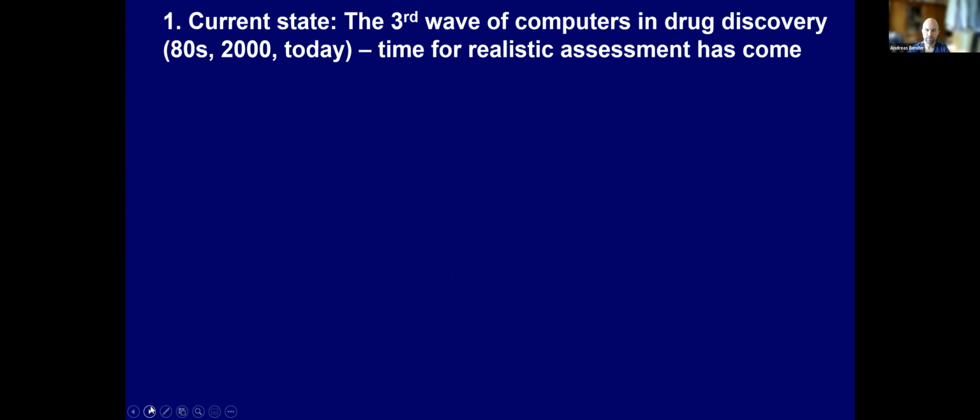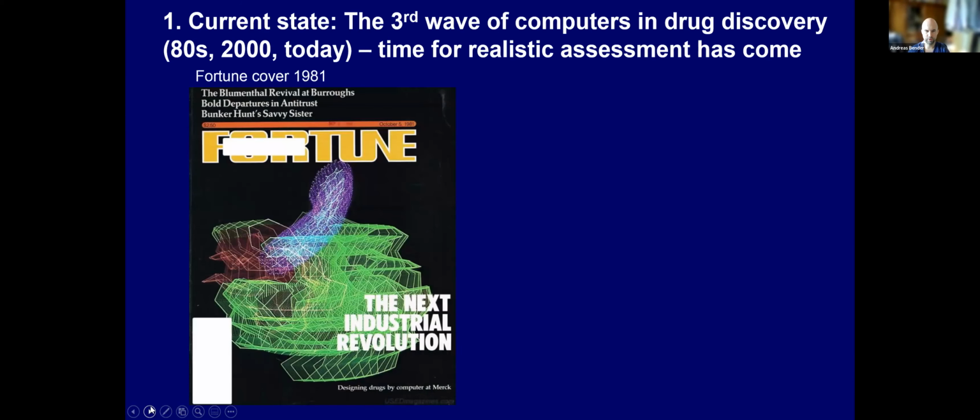So where are we right now? We are in what I would call the third wave of computers and drug discovery. There was one in the 80s, one around 2000, and one maybe today, so every 20 years or so that appears to happen. That's a Fortune cover from 1981. That was the year when Silicon Graphics was founded. So that was really the O2 or Octane. I still remember some of those machines myself.